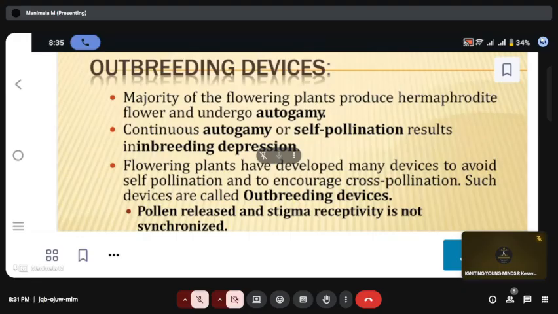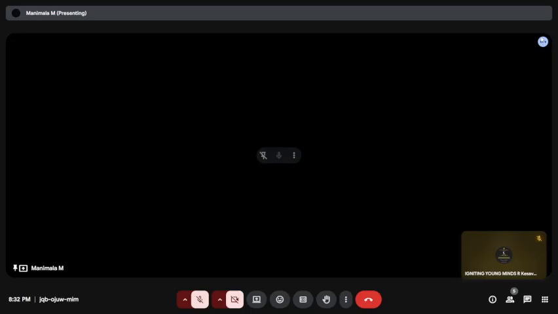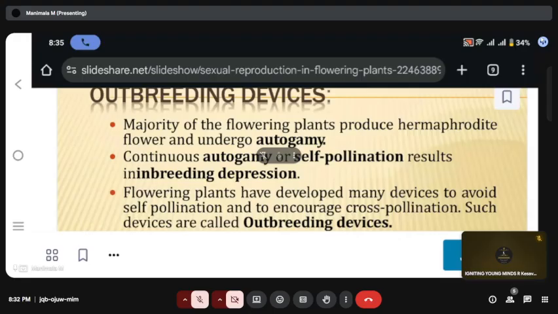Most bisexual flowers come under hermaphrodite, because they have both male and female parts. And they undergo what kind of pollination? Autogamy. So continuous autogamy, that is self pollination, results in inbreeding depression. Already I told you in the last class, due to continuous self pollination, when the same variety is formed over a particular time period, they lose their ability for reproduction. That is inbreeding depression.